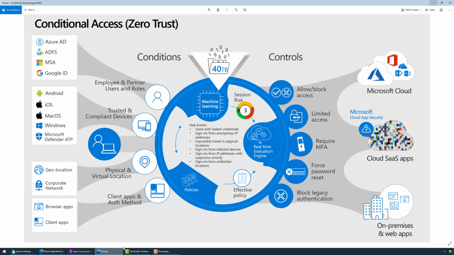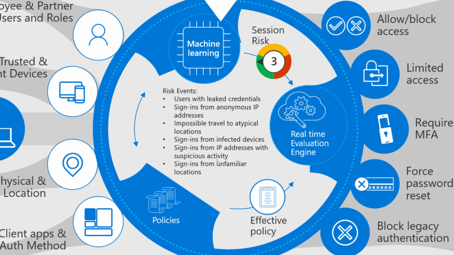Well, to do that, let me show a diagram called conditional access in Azure Active Directory. So basically, when I go to sign in, we're doing some number crunching, if you will, an analysis and looking to see, is that user's identity up for sale on the dark web? Is it leaked out in a public domain? Is the sign-in coming from an anonymous IP address, like the Tor browser, or an anonymous VPN client, which is not normal? Is it impossible travel from an atypical location? Is a sign-in happening from an infected device, like a device that has malware on it or like a known botnet? Sign-ins from IP addresses with suspicious activity and sign-ins from unfamiliar locations.